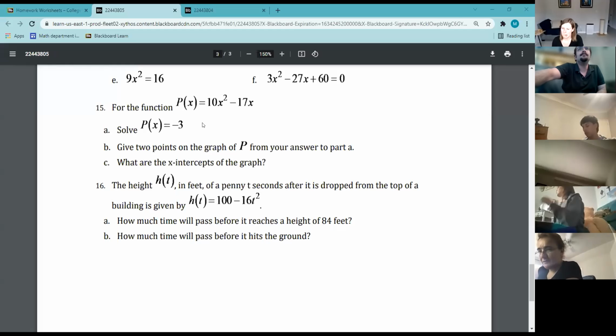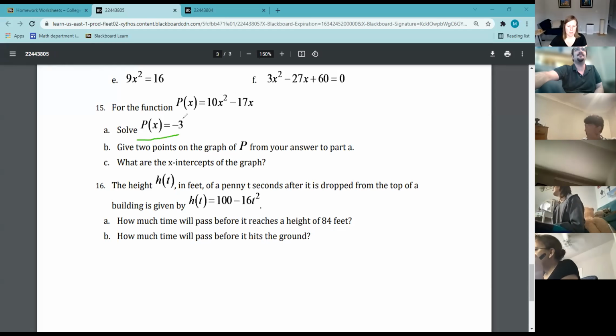I have a question on the 15, teacher. When you're asking for the points in the graph, do we need to draw the graph or just give you the points? Just the points, just the x comma y in the parentheses, right? We don't need to draw the graph, right? Yeah, so let's read this. P of x is 10x squared minus 17x. And they want to say solve P of x is equal to minus 3. So what does that look like? What is the equation I should write based off of these two things?